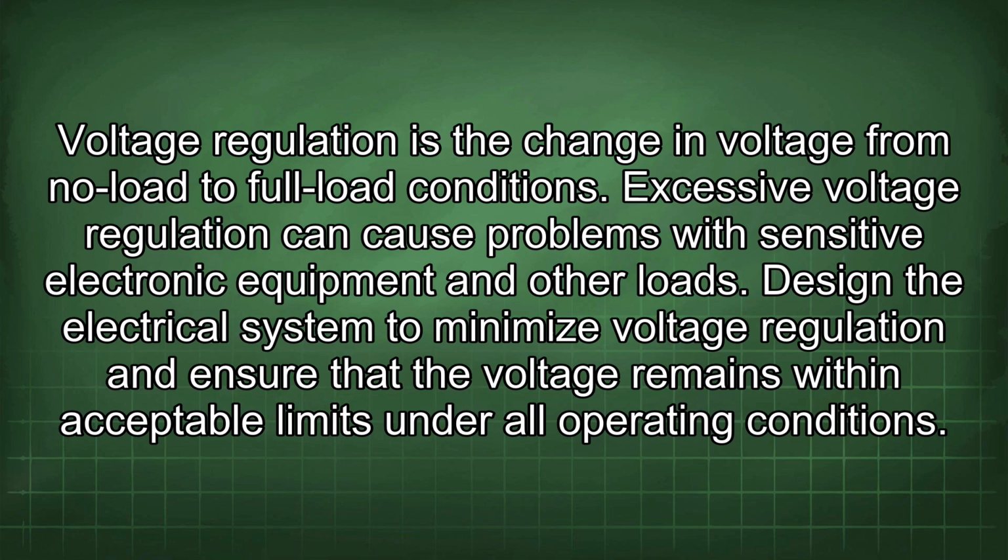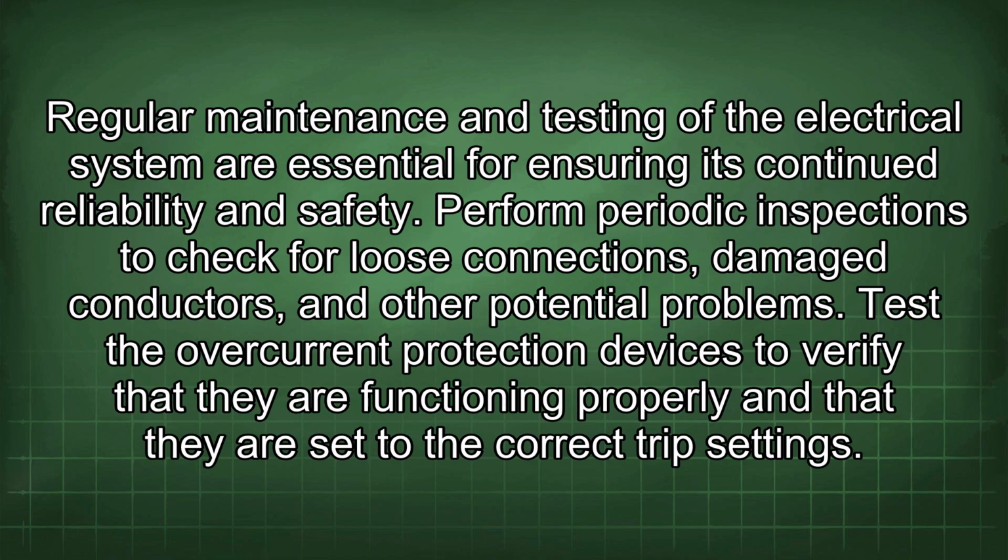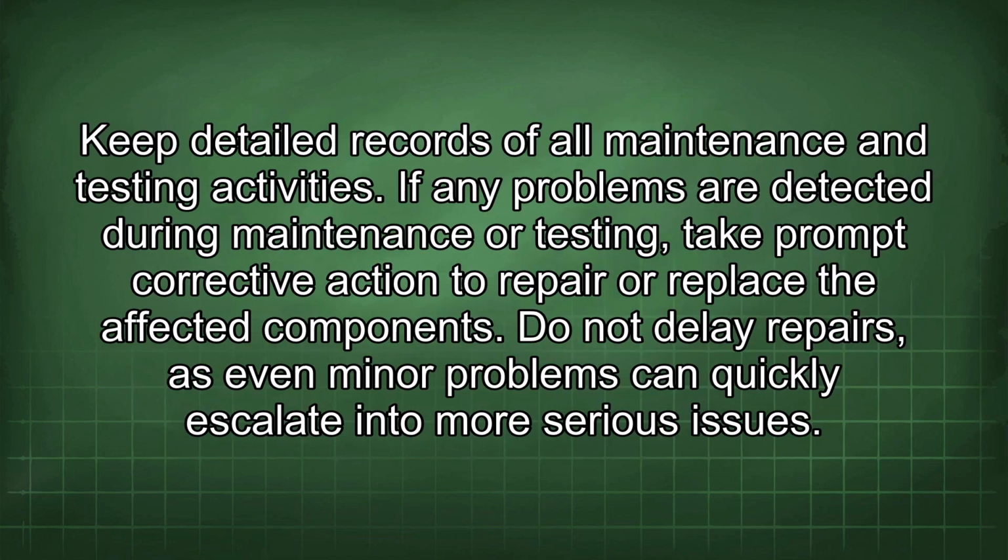Design the electrical system to minimize voltage regulation and ensure that the voltage remains within acceptable limits under all operating conditions. Regular maintenance and testing of the electrical system are essential for ensuring its continued reliability and safety. Perform periodic inspections to check for loose connections, damaged conductors, and other potential problems. Test the overcurrent protection devices to verify that they are functioning properly and that they are set to the correct trip settings. Keep detailed records of all maintenance and testing activities.